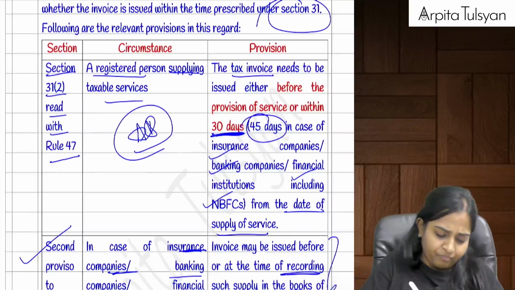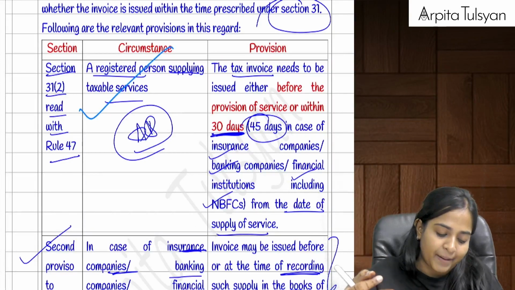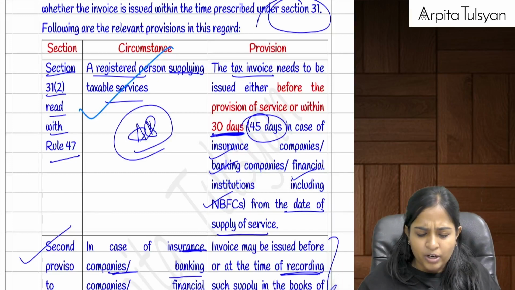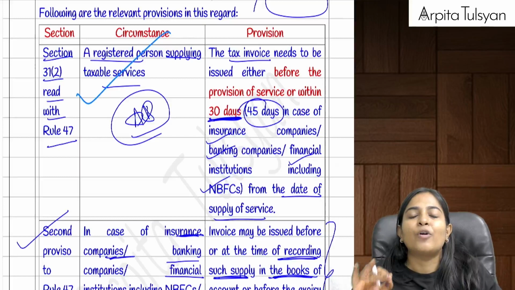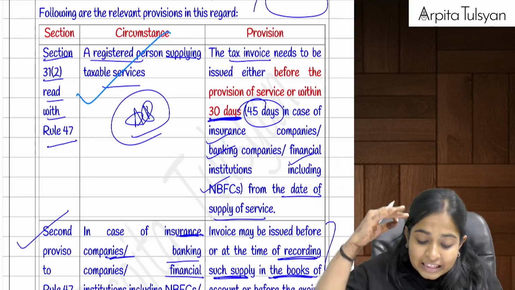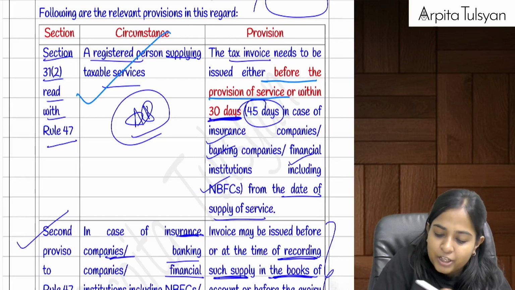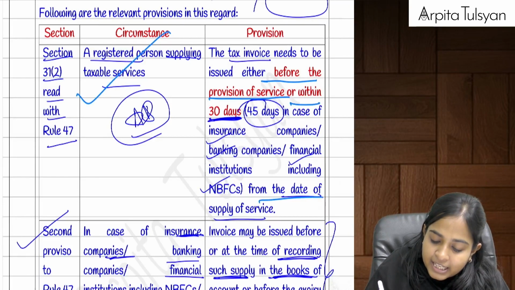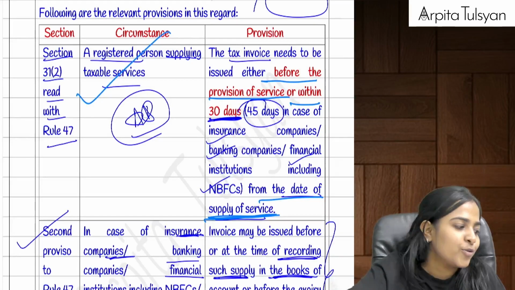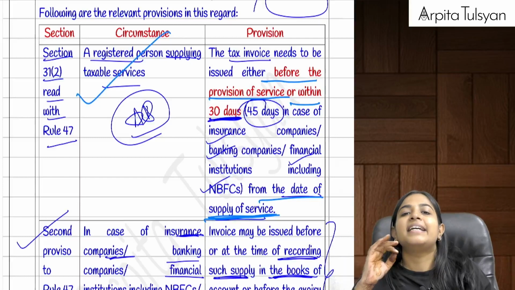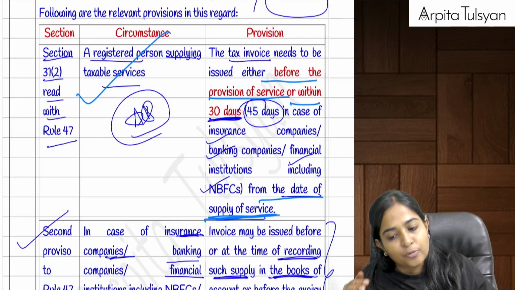Normally, this is normal service. A registered person is supplying some taxable services. We are talking about normal service that has been provided here. So in that case, the tax invoice needs to be issued within a time period of 30 days, either before the provision of the service, that is before the completion of service, or within 30 days from the date of supply of service. So max to max, we have to issue the invoice within 30 days from the date of supply of service. On or before this period, the invoice needs to be issued.